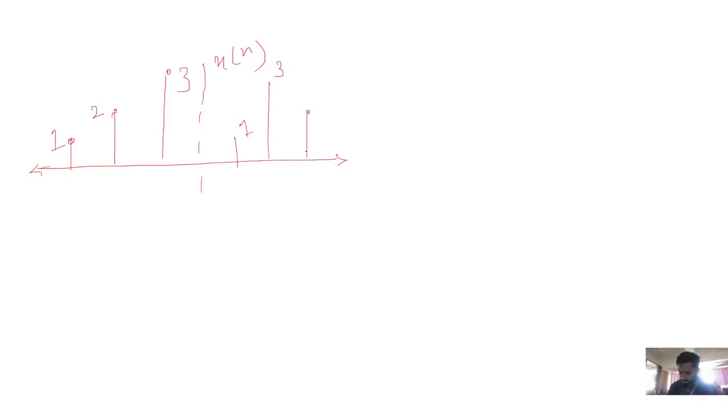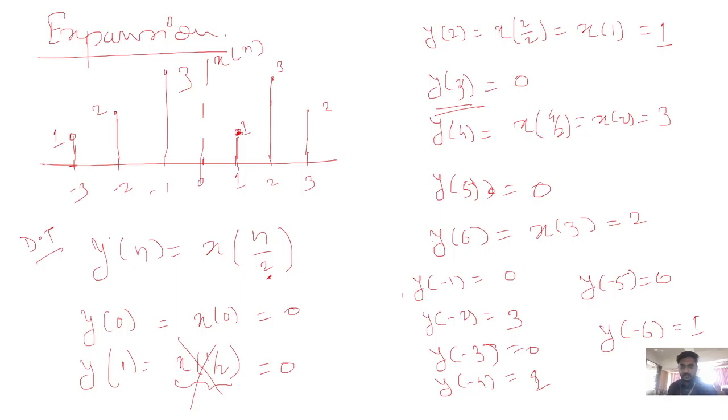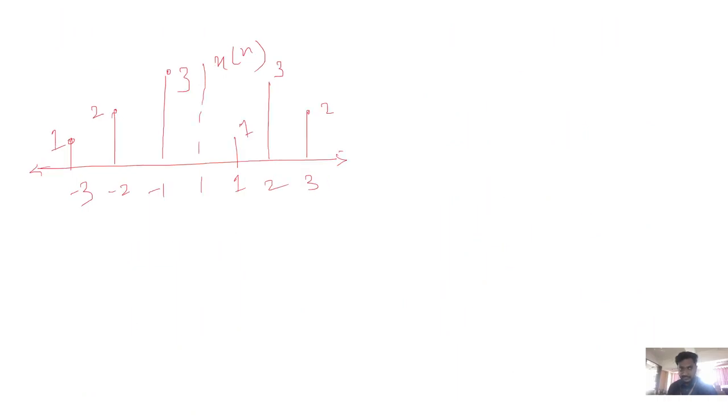Right? And let me just draw my, this is my x of n. Okay, so this is minus 1, minus 2, minus 3, 1, 2, 3. Right, this will go to infinity, and this is x of n. And let me now draw y of n over here. Okay, so if I had to draw y of n over here, I have to draw a little bit bigger.